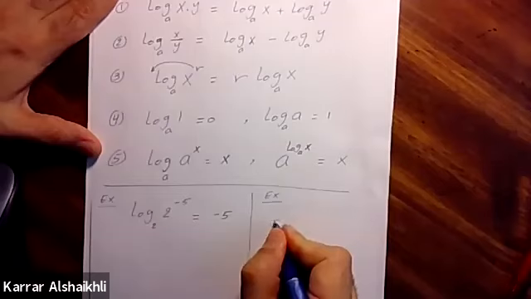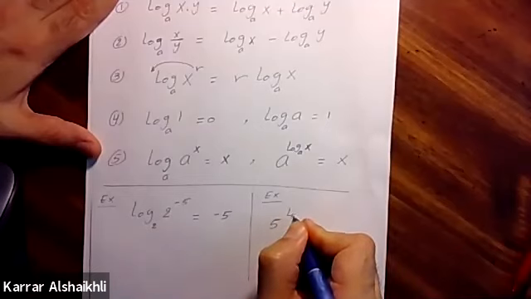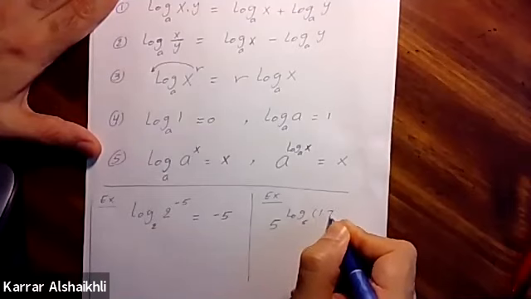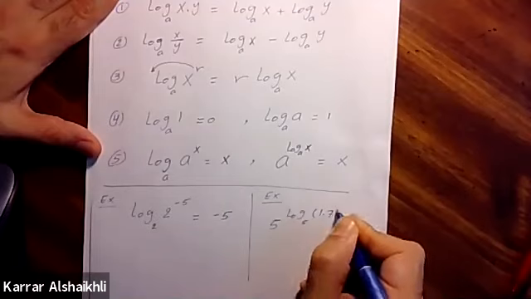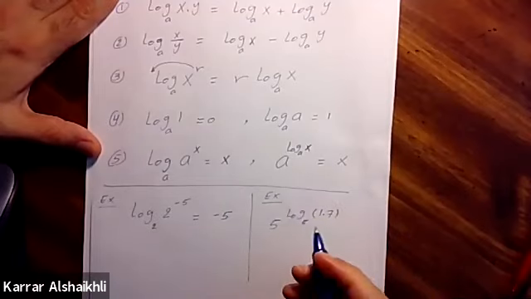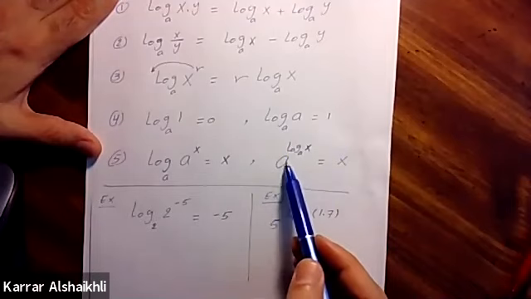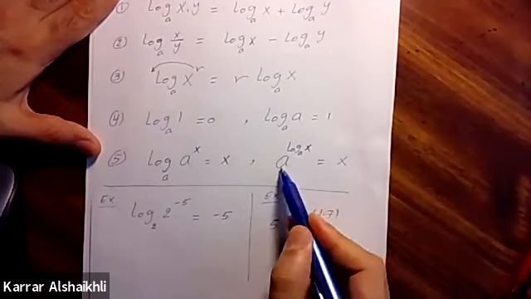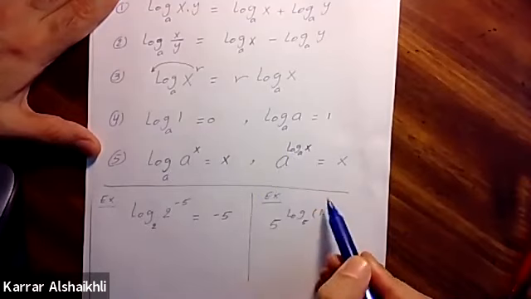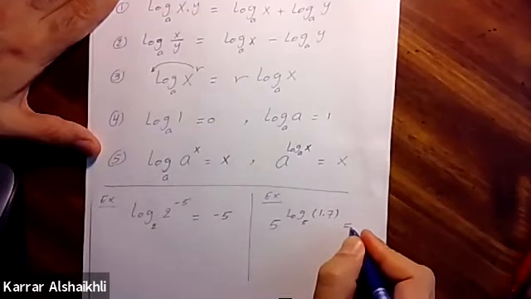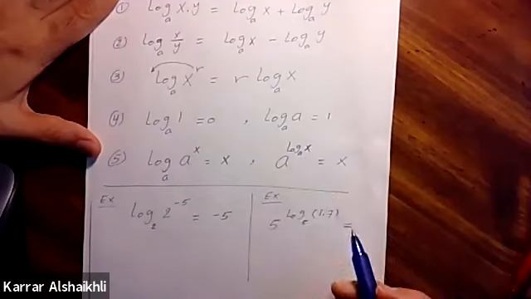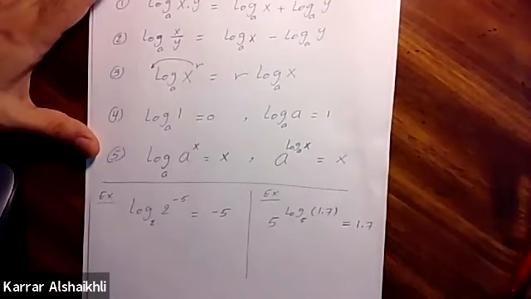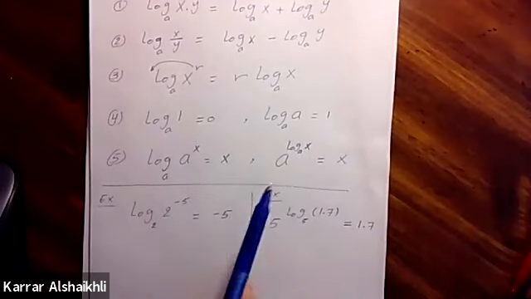If you have 5 to the exponent log to the base 5 of 1.7. If you check this one, it's exactly the same as this rule, rule number 5, the second part. 5 is the number, log to the base 5, which is exactly the same number here, and the x is 1.7. So the result is going to be the x, which is the number here. The number here is 1.7, so I'm going to write down 1.7. That's if they give you examples with rule number 5.